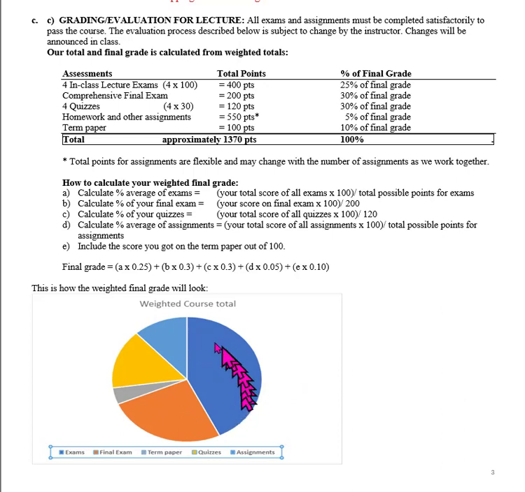So in blue here are your exams, which have the biggest weight, and then in orange is your final exam, which has the next biggest weight, and the assignments are in light blue and quizzes are in yellow. They kind of have similar weights, the quizzes being a little more than the assignments. And finally, the term paper is in gray.